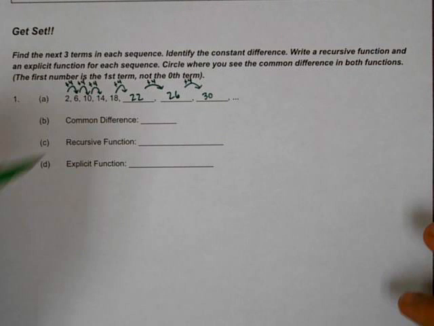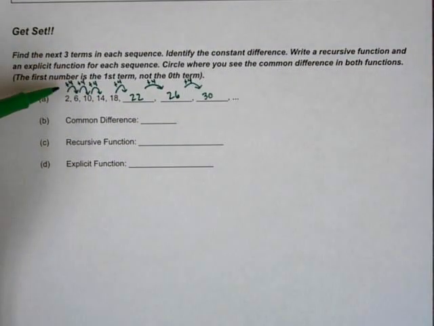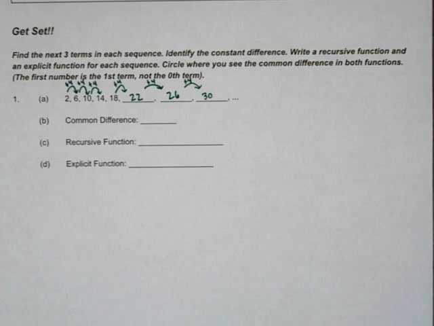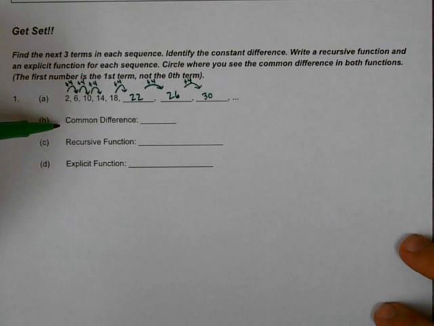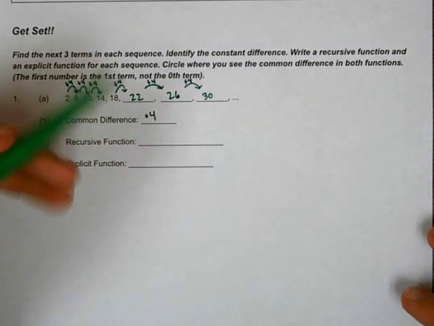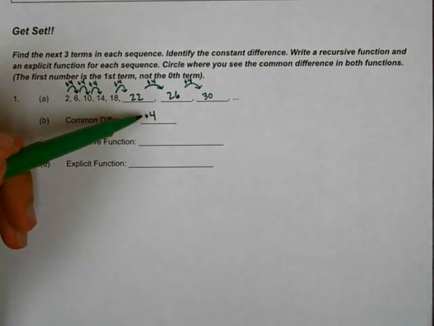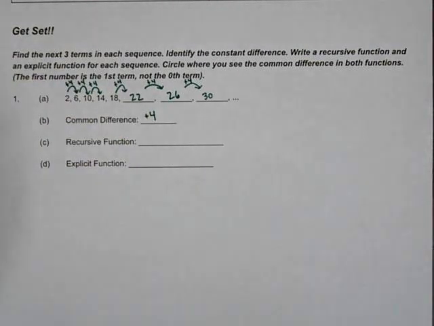We also should know the common difference. This is an adding pattern. It's arithmetic because we're adding the same or a constant each time, which we call the common difference. Because we're adding 4 each time, I'm going to say that my common difference is positive 4. I don't know if you need the positive. I just like to put that there so we know that we're adding the 4 rather than subtracting it.